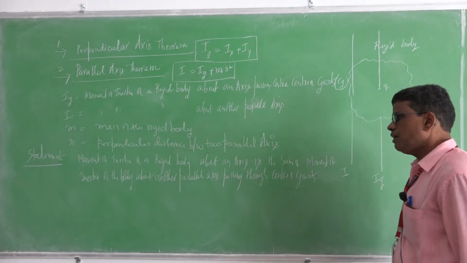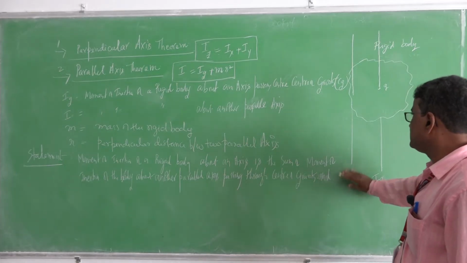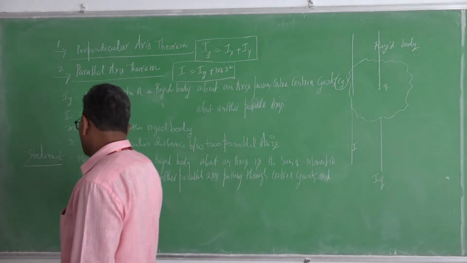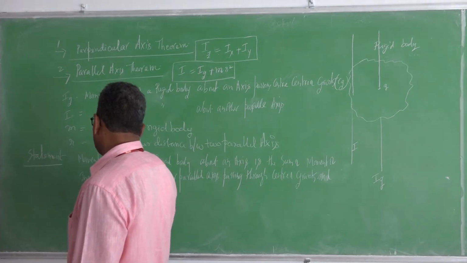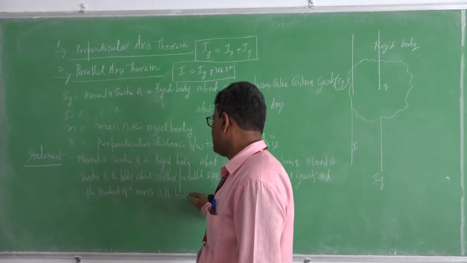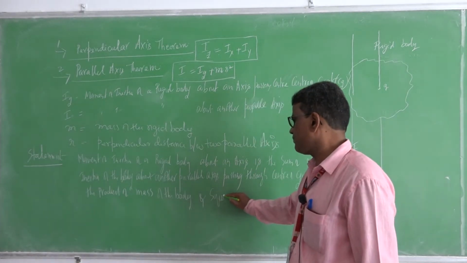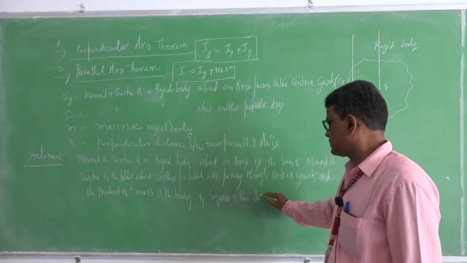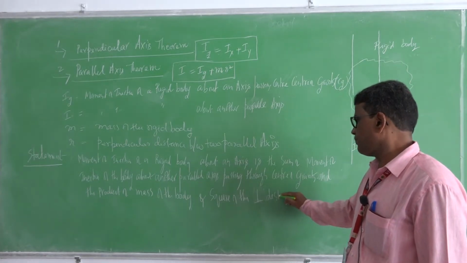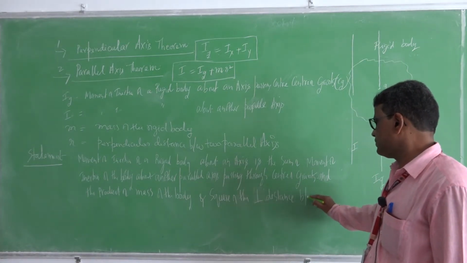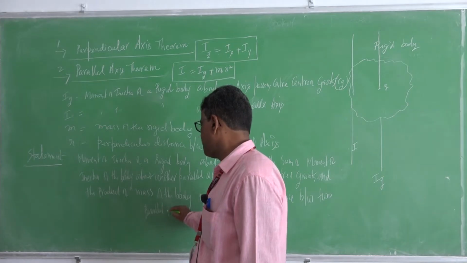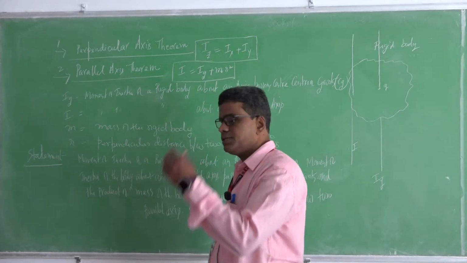Okay, this is I, and the product of the mass of the body and the square of the perpendicular distance between the two parallel axes. Okay.